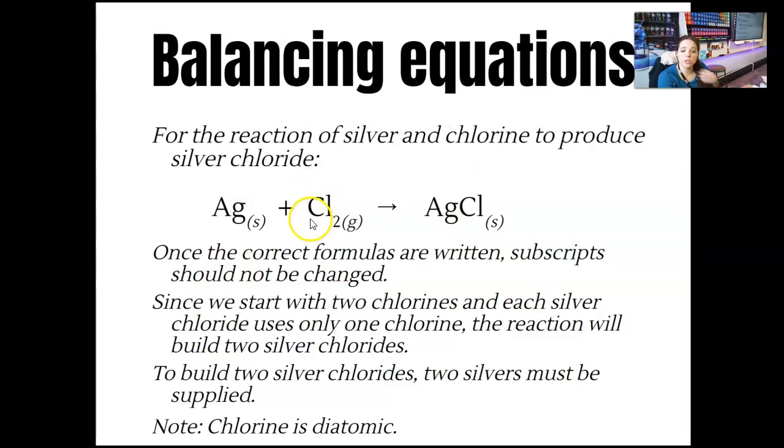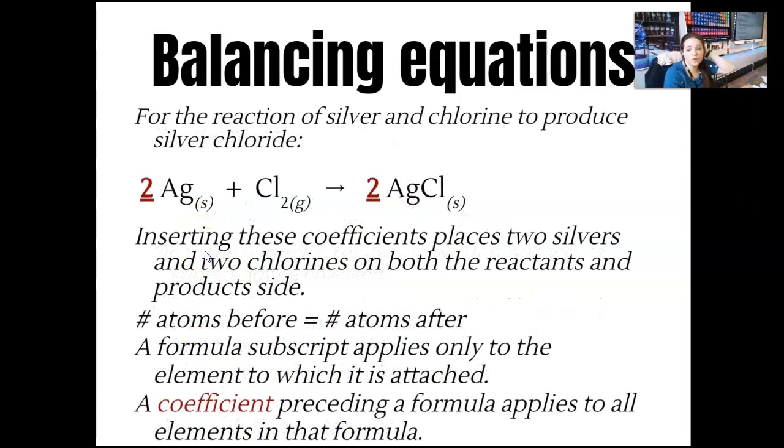Since we start with 2 chlorines over here, and each silver chloride uses only 1, the reaction will build 2. So to build 2 silver chlorides, 2 silvers must be supplied. So I add that 2 right here because of this. Now I need 2 silvers. To do that, I added a coefficient of 2 in front. These coefficients just multiply everything that's behind it by 2.